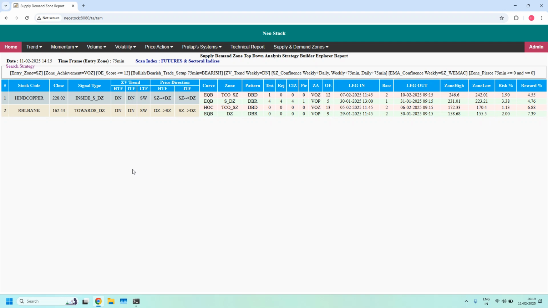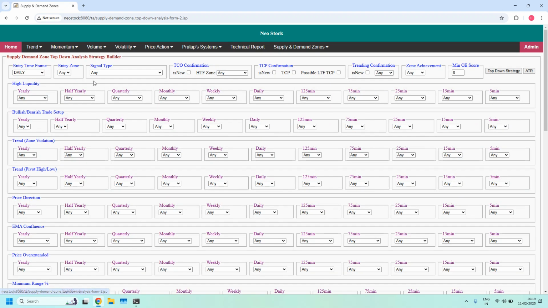Okay, good. This is about a weekly income trade, bearish trade setup. Next, daily income trade, bullish trade setup. Entry time frame is 15 minutes. Entry zone is a demand zone.